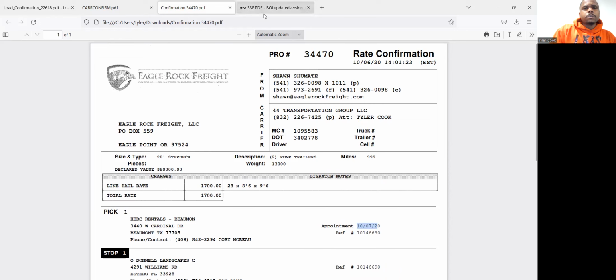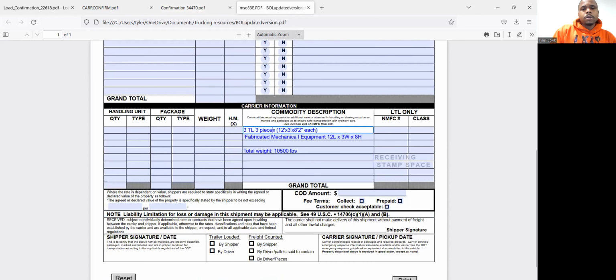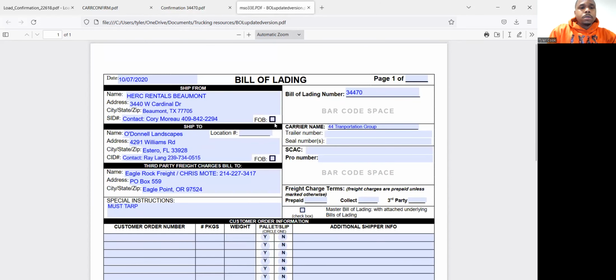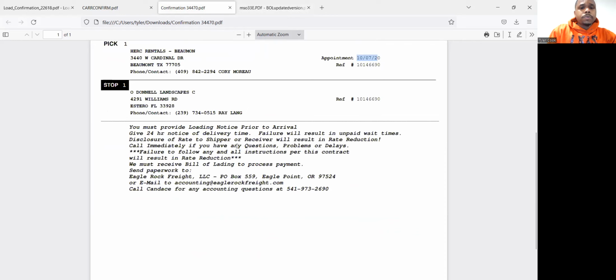2 pump trailers, 13,000 pounds. Put that down here. 13,000 pounds, so all the information was correct. Everything is cool. We had special instructions to double check. We must provide notice prior to that, you know what I'm saying? They said 24 hours notice of delivery time, failure resulting in unpaid wait times.